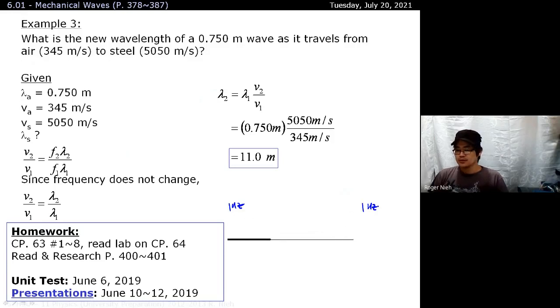All right, I'll leave you with that. The homework for this part is course pack page 63, questions 1 through 8. Read up on the lab. You don't need to read and research, just read, that's it. Okay, I'll leave it with that.